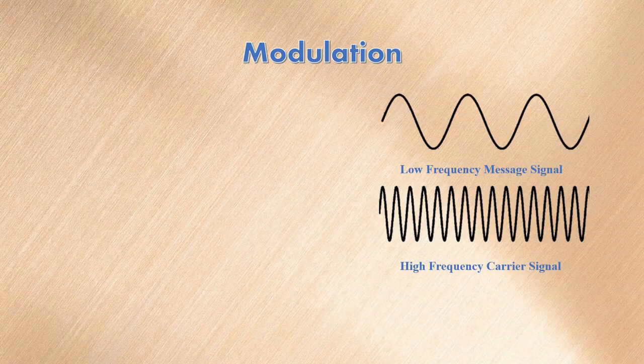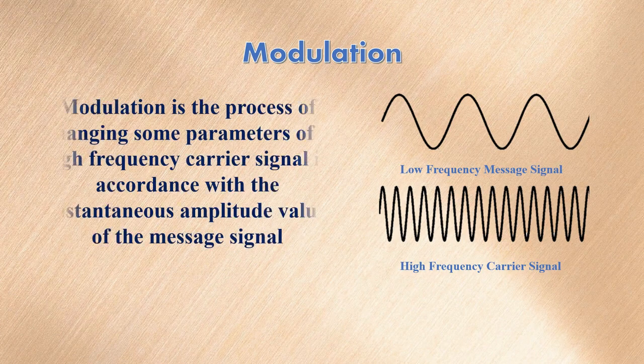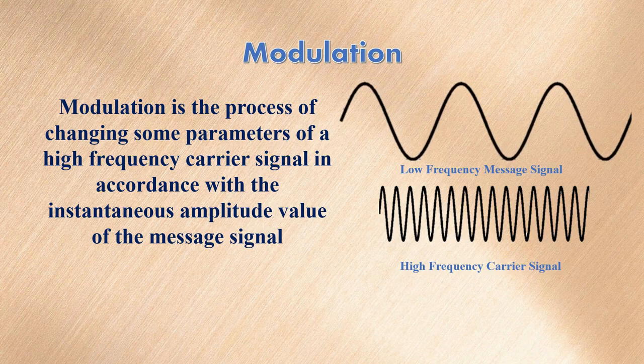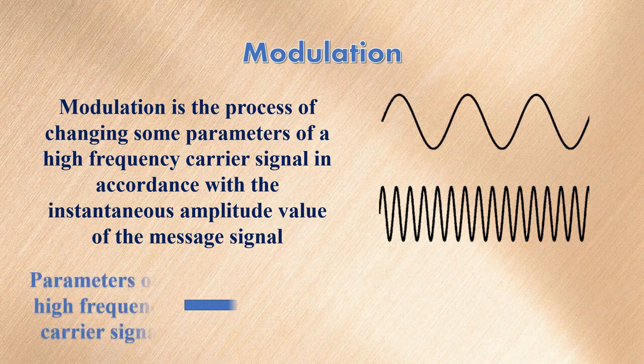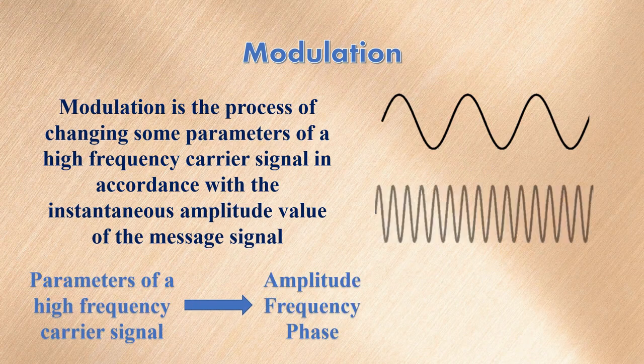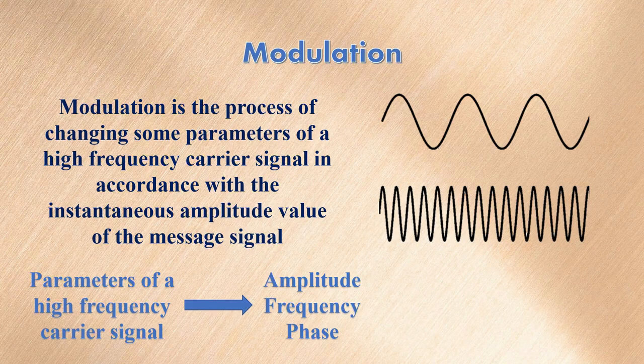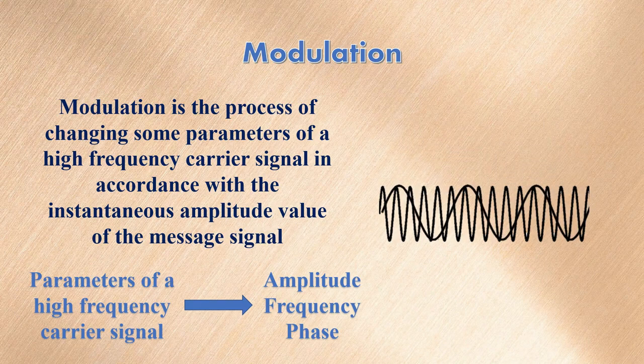Now let us define what is modulation. Modulation is the process of changing some parameter of the high frequency carrier signal in accordance with the instantaneous amplitude value of the message signal, and the parameter may be amplitude, frequency and phase of the carrier signal. According to the instantaneous amplitude value of the message signal, the carrier signal is varied and this signal is called the modulated signal. This modulated signal travels over the channel.